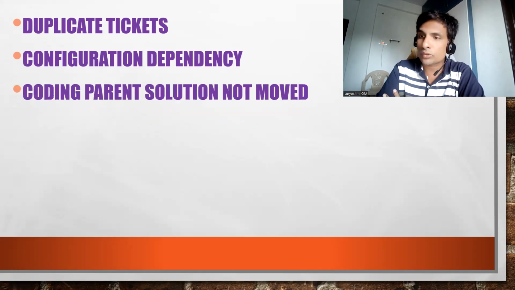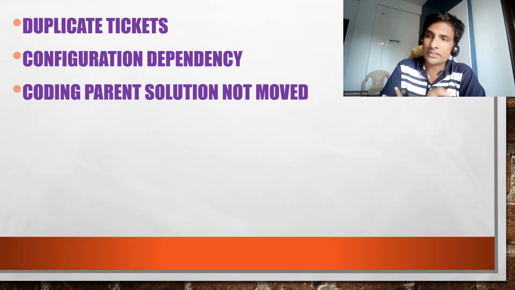Coding: parent solution not moved. For example, certain Z table or certain user exit is there, and because of that you got an issue, so that object is not moved across the landscape. You are using 4 business systems: one for Europe, another for USA, another for India, like that, and you have different licenses, Brazil and all. So you got an issue at a child level, and actually you have a parent ticket in all 3 systems, but it is pointing to the same object. Once it is resolved, it will be resolved for everything.